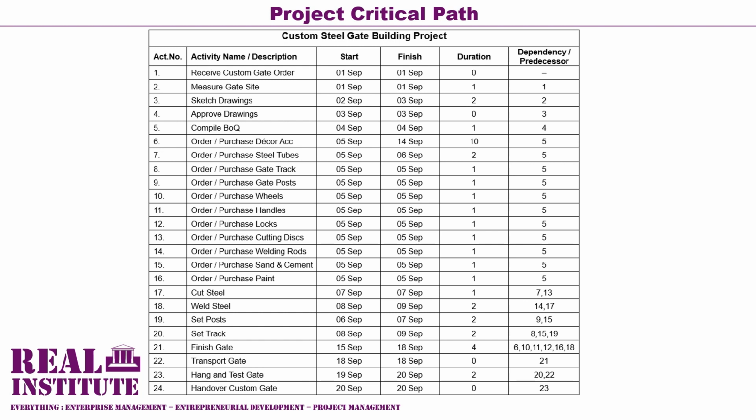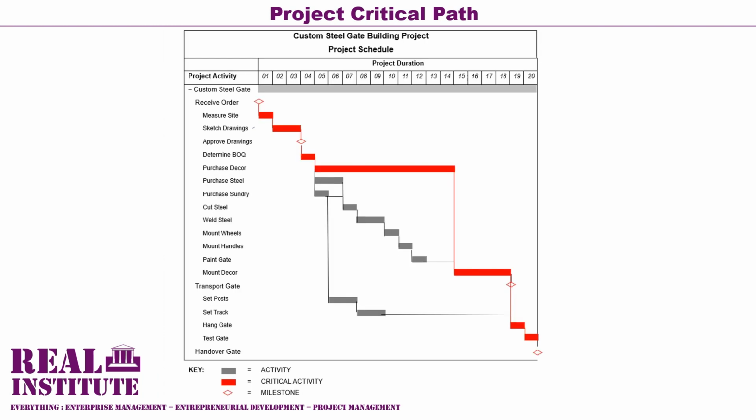These 24 activities of the example of the custom steel gate building project can be easily plotted into a project schedule, using each activity's duration and dependency to do so. Project schedule is addressed, covered, and discussed in more detail in a video on project management planning on this Real Institute channel.